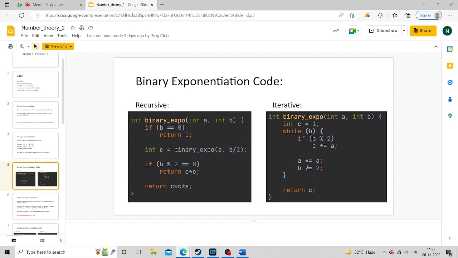So is this process clear to everybody or not? Anybody having any questions? Okay. So let's move to the next slide.